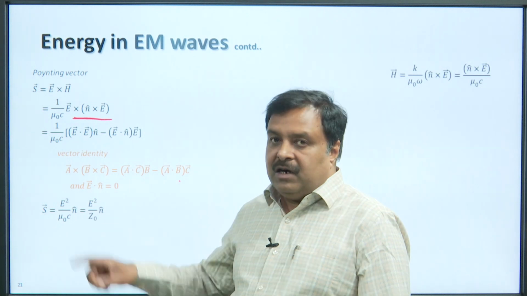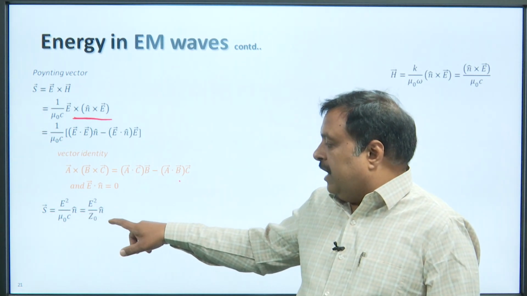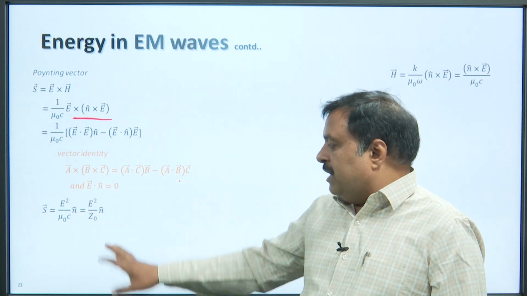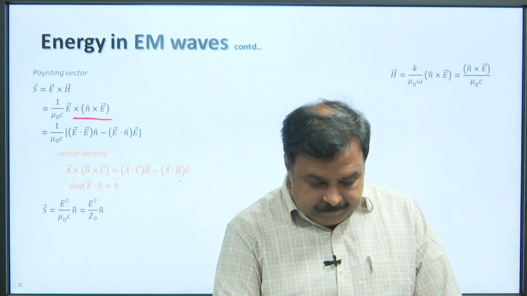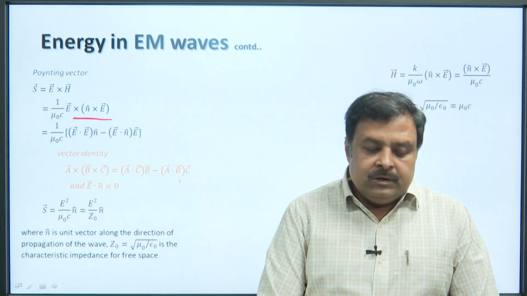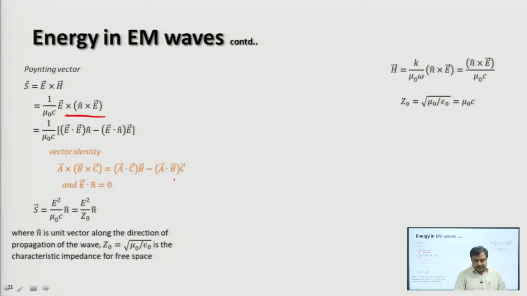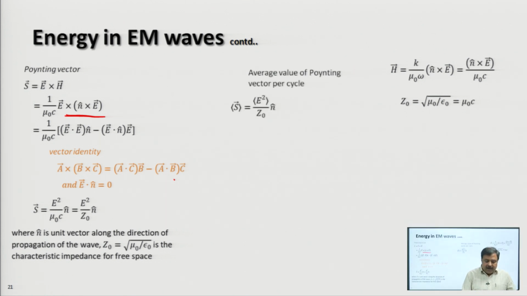n cap is the unit vector along the direction of propagation, and this is equal to E 0 square by Z 0, where Z 0 is the characteristic or intrinsic impedance. The intrinsic impedance of free space is root mu 0 by epsilon 0, which is the same as mu 0 C, where C is the velocity of light in free space. So the average value of the Poynting vector per cycle, you have to remember this equation.